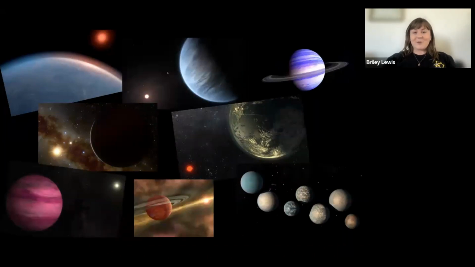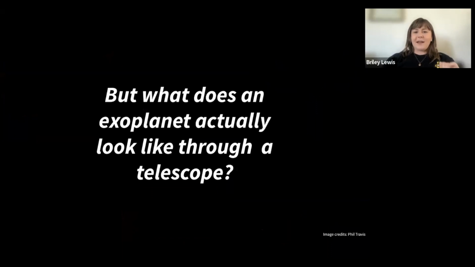So these pictures that you see here are all ideas from artists where they made up something that could be what it looks like. But it's a pretty picture, not actual data. And these are also often based off of our solar system, since those are the planets we actually have a really clear view of. But what does an exoplanet actually look like through a telescope?